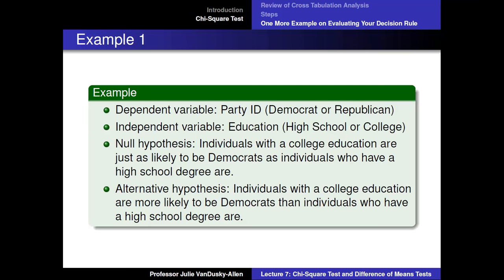The dependent variable in this example is party ID, Democrat or Republican. The independent variable is education, high school or college. The null hypothesis is individuals with a college education are just as likely to be Democrats as individuals who have a high school degree. The alternative hypothesis is individuals with a college education are more likely to be Democrats than individuals who have a high school degree are.